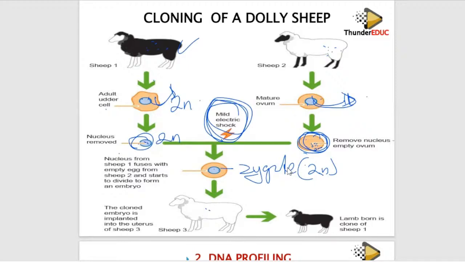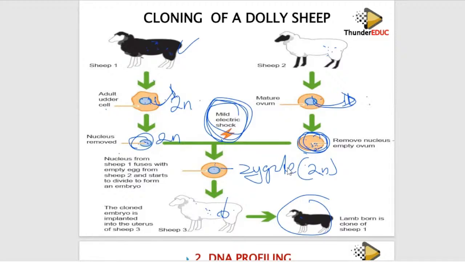And then we bring this, we put it in here. After putting it here, this one starts to develop, that embryo develops and then it forms the baby. This baby is exactly the same as this. You can ask a question: why do we remove the nucleus? Why do we keep the nucleus? Because we wanted the genetic information from sheep 1.